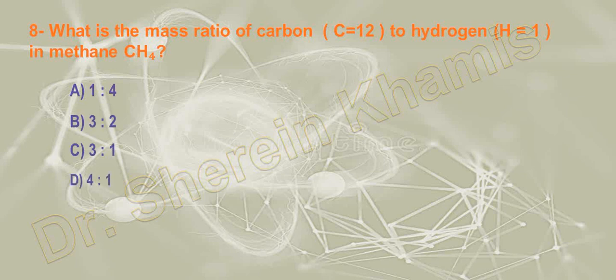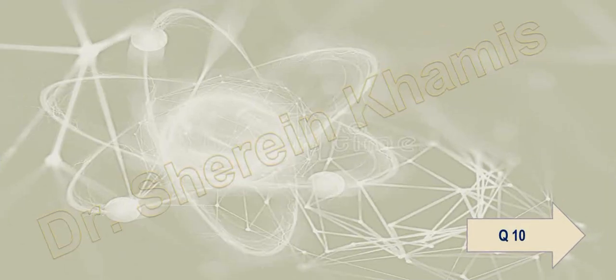If we simplify, 12 for carbon and 4 atoms of hydrogen, each equal to 1, we have a ratio of 12 to 4. Simplifying by dividing by 4, we get 3 to 1, and the right answer will be C, 3 to 1. Okay, I think it's easy. Let's go to question number 9.